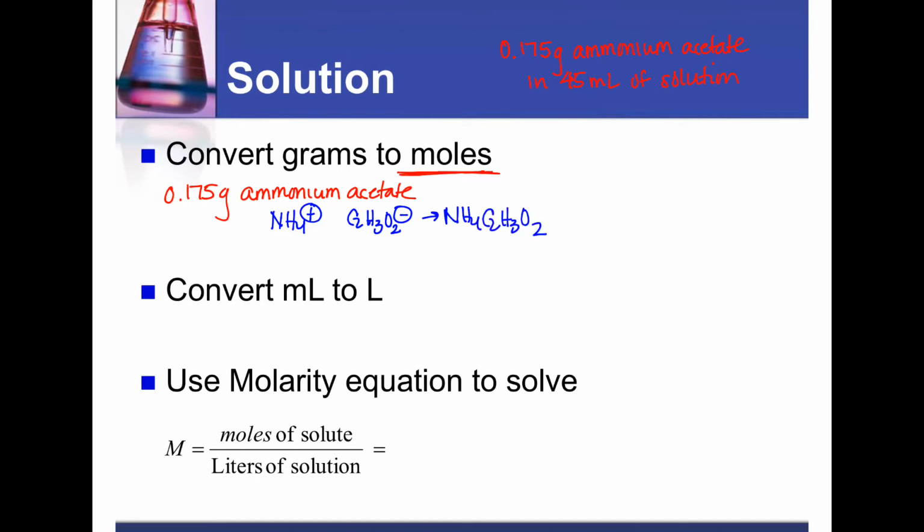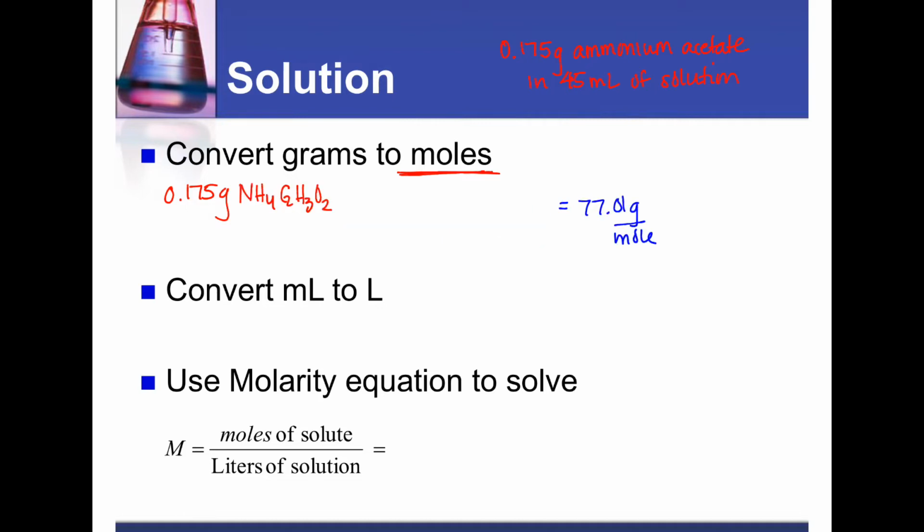And if you calculate the molar mass, so you add up a nitrogen, 4 hydrogens, 2 carbons, another 3 hydrogens, and 2 oxygens, you will get a molar mass of 77.01 grams per mole. So I can convert to moles by using my molar mass.